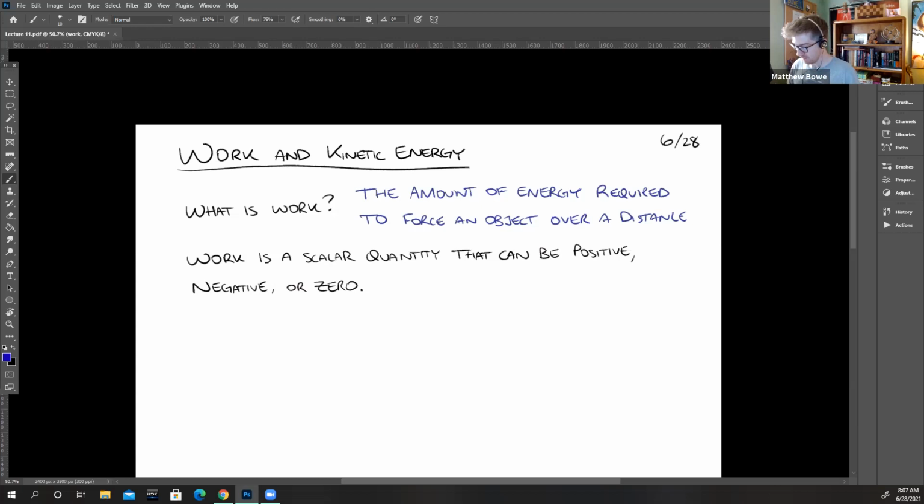Work is a scalar quantity. So that means it's just a value. Forces are directional. They're vectors. Work is just a value. Energy can either be put into a system or out of the system. So positive, negative, or zero.